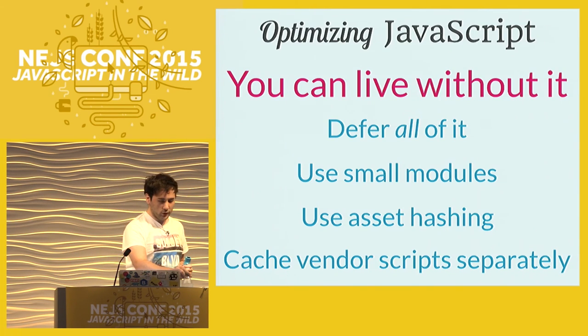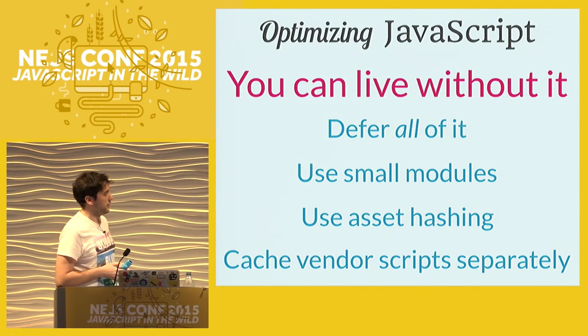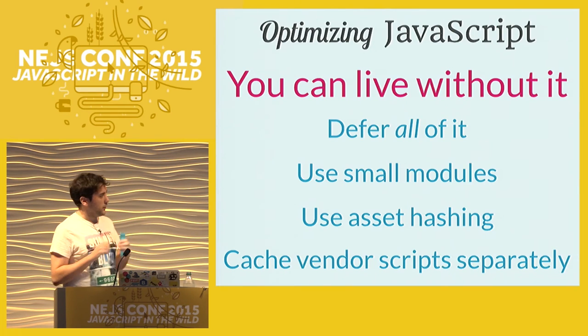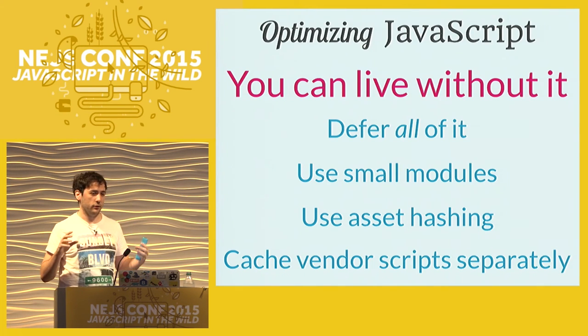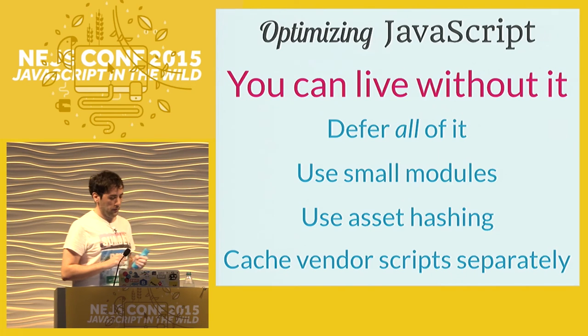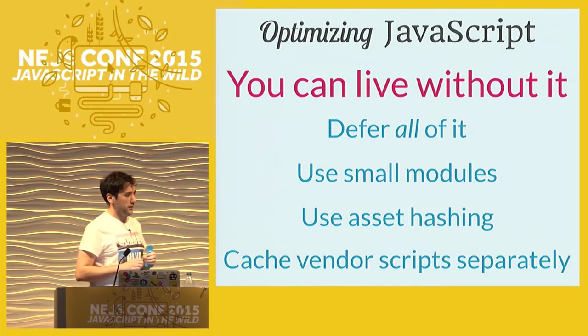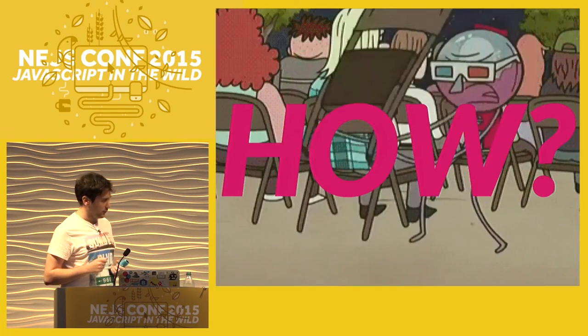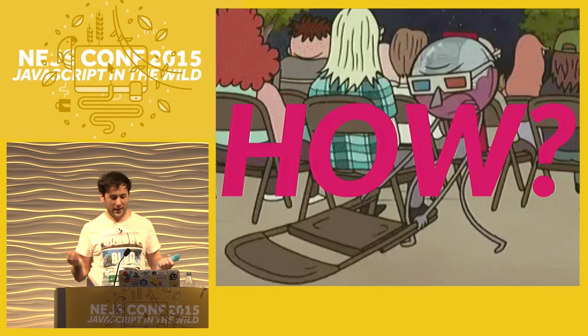So you should be able to defer all your JavaScript and just load the content first, defer all non-critical assets, and then use small modules, use asset hashing and caching to make sure that the content is only downloaded when it changes and it's needed. And cache vendor scripts separately, because those usually don't change as much. So how do we do all of that?